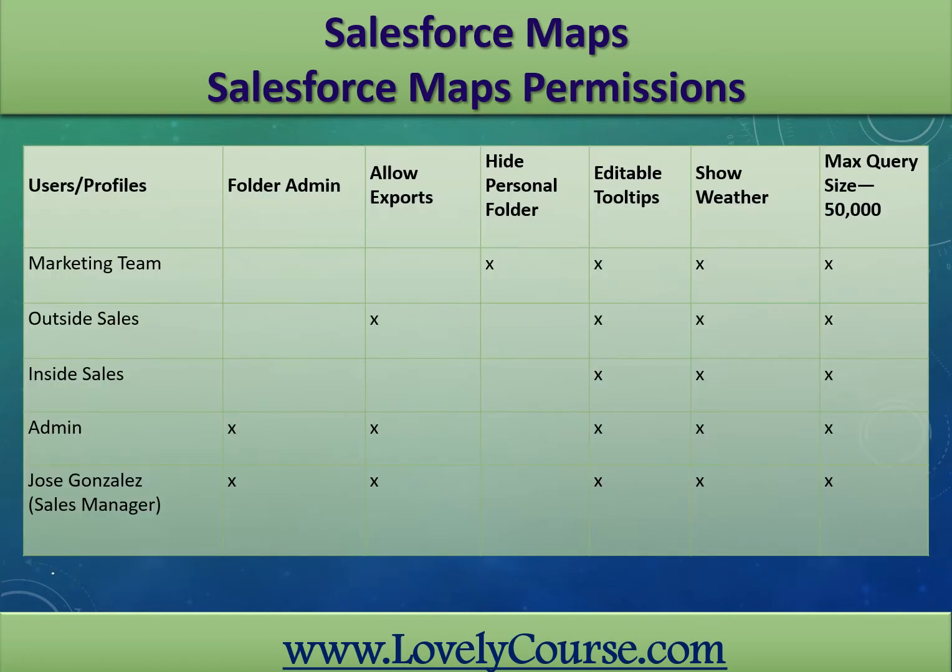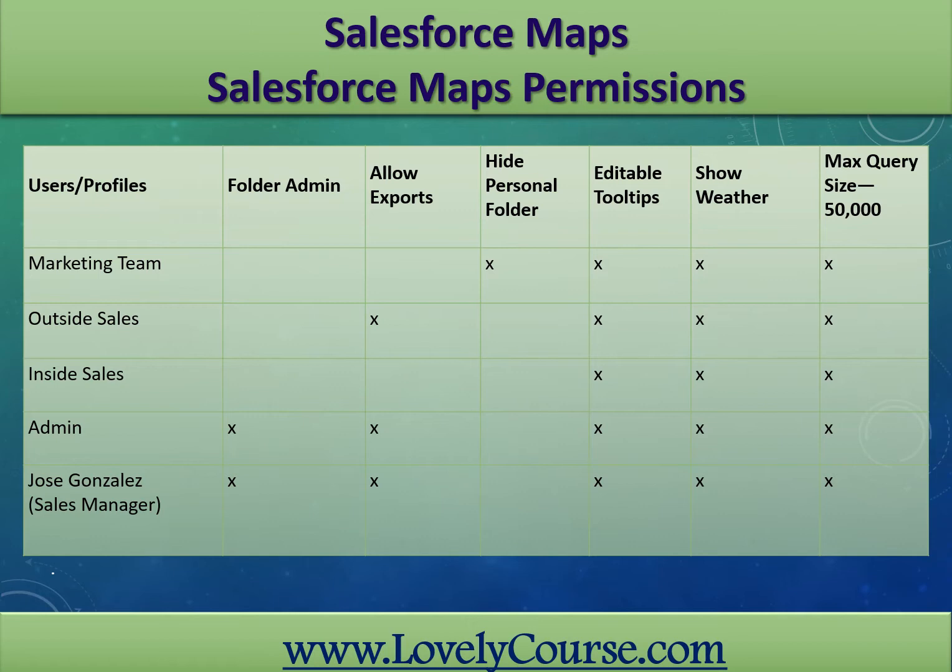For the sake of this exercise, we're going to assume that we have a retail company called Lovely Course. So let's look at how Lovely Course, a custom retail company, configures permission groups. Lovely Course purchased Salesforce Maps for its sales and marketing teams. They were interested in the following features.